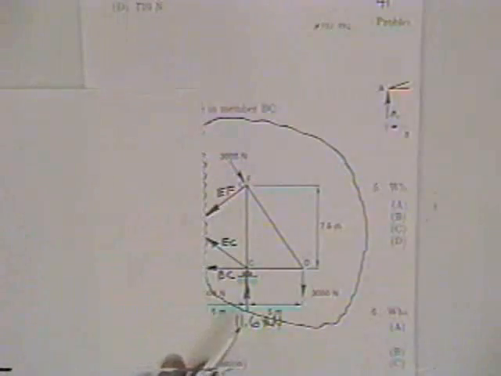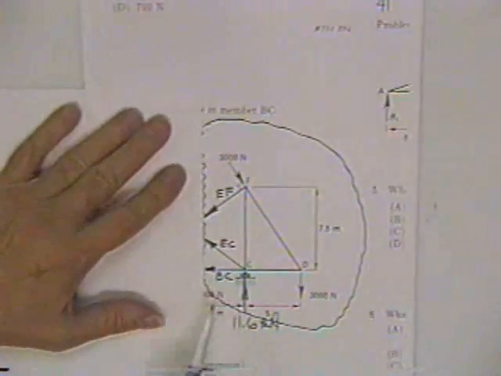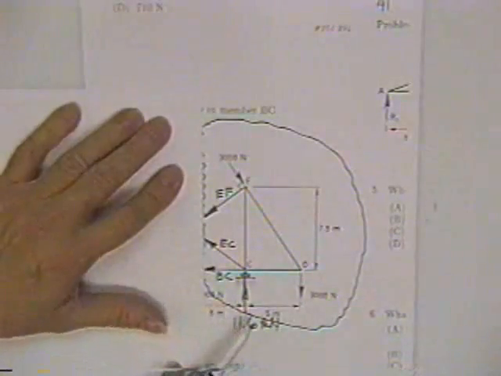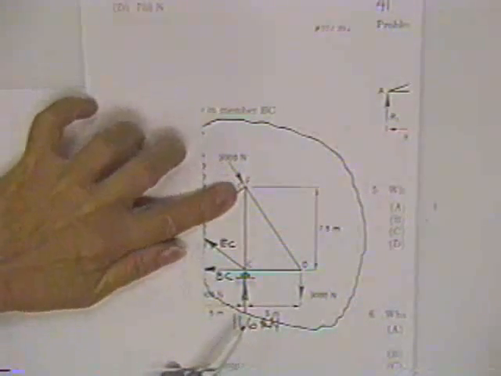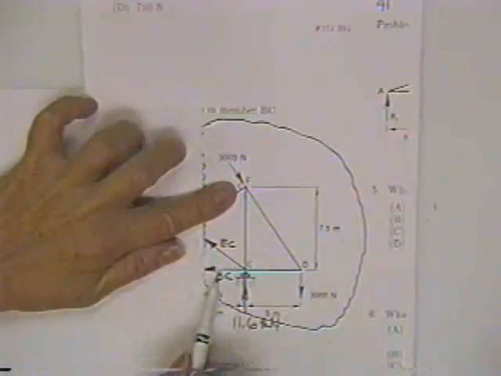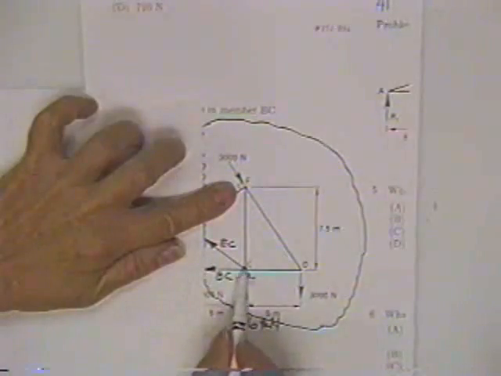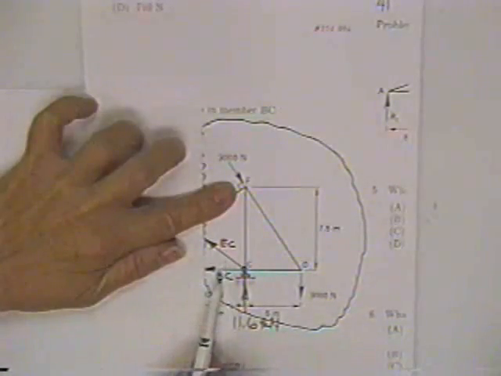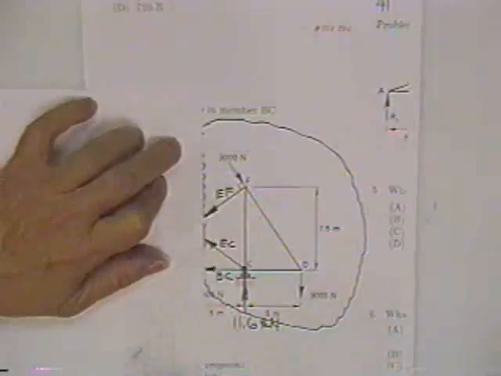Now, I told you I was really looking now for EF. Who are you looking for? EF. Cover it up. Who do you hate? EC and BC. How do you get rid of them? You follow EC and BC until they meet at a point. They meet at point C. If you sum moments about C, you'll cancel both of those unknowns out, and all you'll have left is EF.